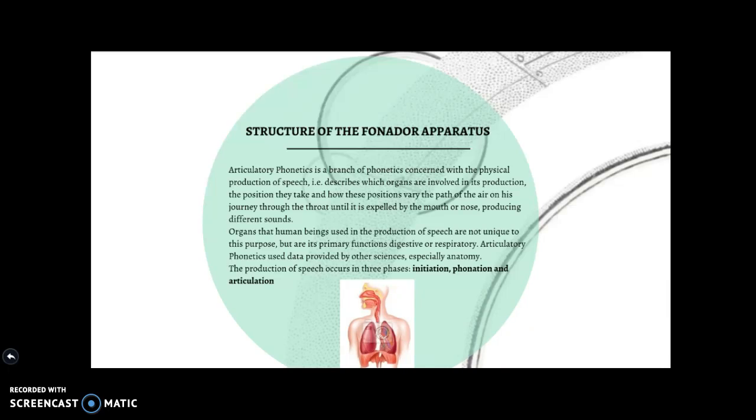The organs that humans use in the production of speech are not unique to this purpose, but have other primary functions like digestive or respiratory. Articulatory phonetics uses data provided by other sciences, especially anatomy. The production of speech occurs in 3 phases: initiation, phonation, and articulation.